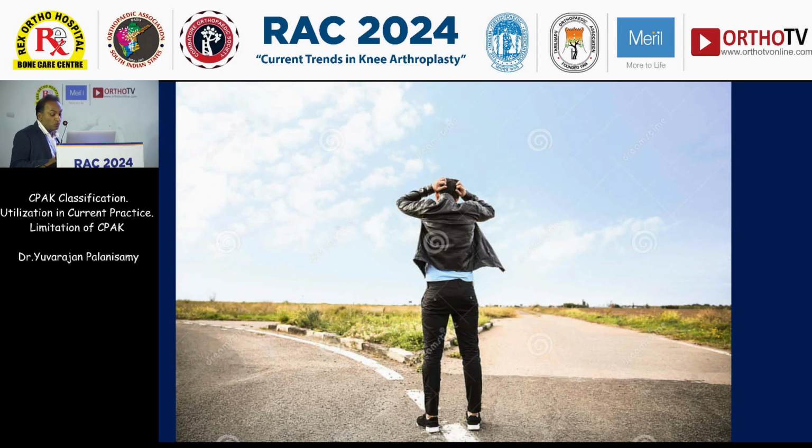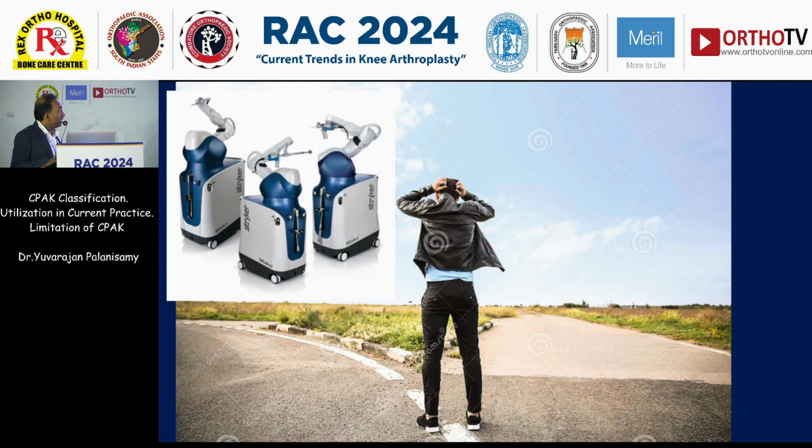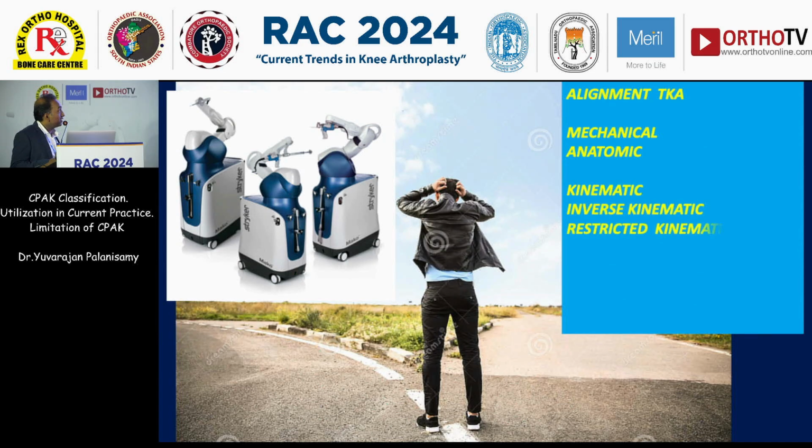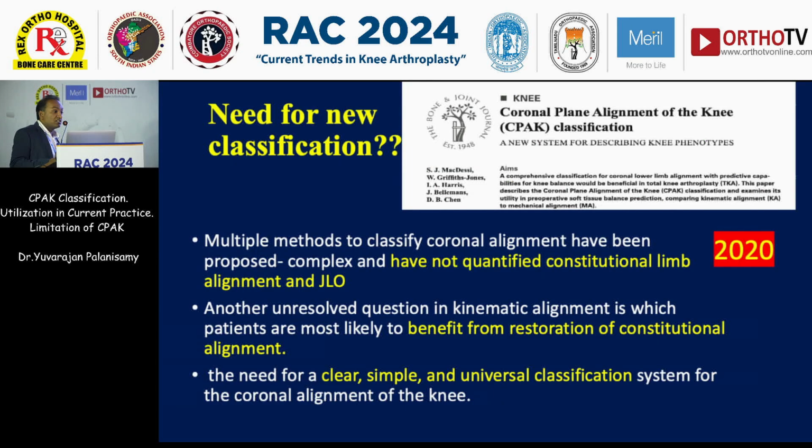So we are confused. After the advent of robotics and AI, there are too many philosophies in alignment other than the mechanical: anatomic, kinematic, inverse, restricted, adjusted, functional, and recently artificial intelligence induced alignment. So that's why we need a new classification system.